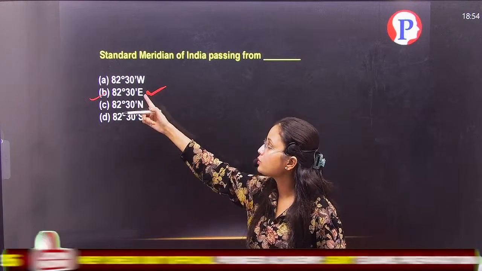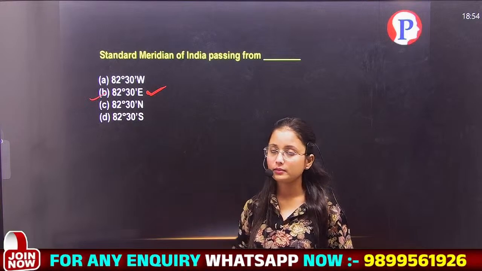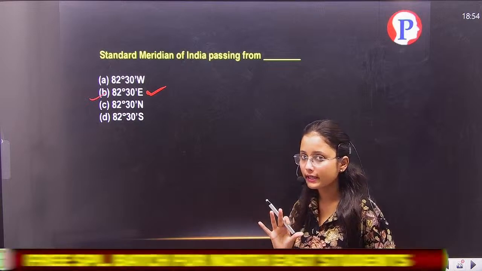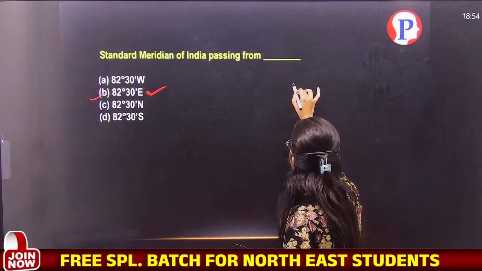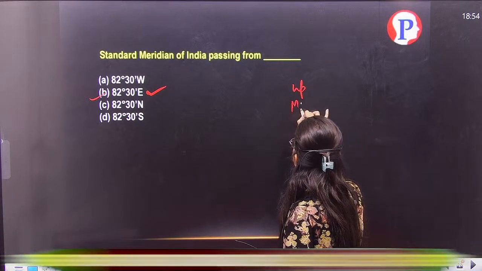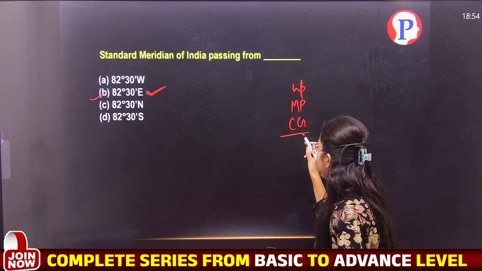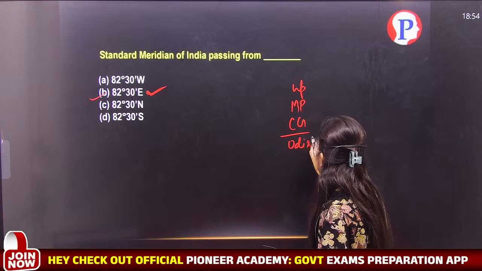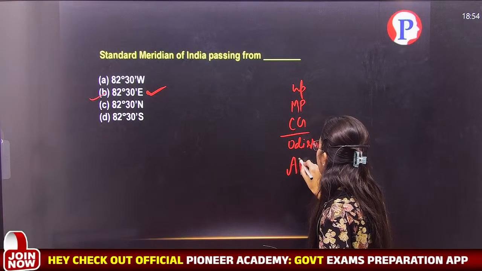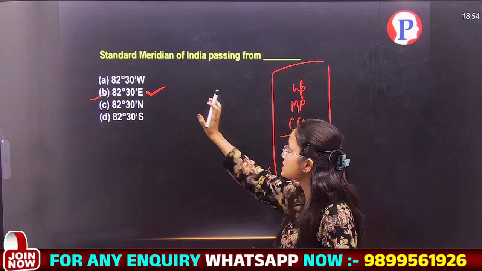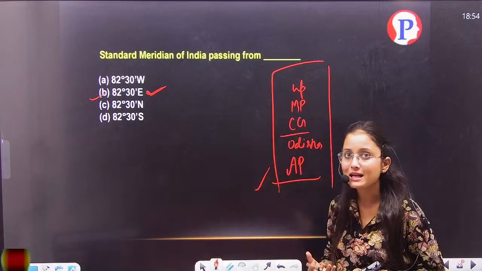That is 82 degree 30 minutes eastern longitude, and it passes through 5 states. The first one is UP, then MP, and after MP it is Chhattisgarh, then Odisha, and lastly Andhra Pradesh, and then the Bay of Bengal. So these are the 5 states through which the standard meridian line passes.